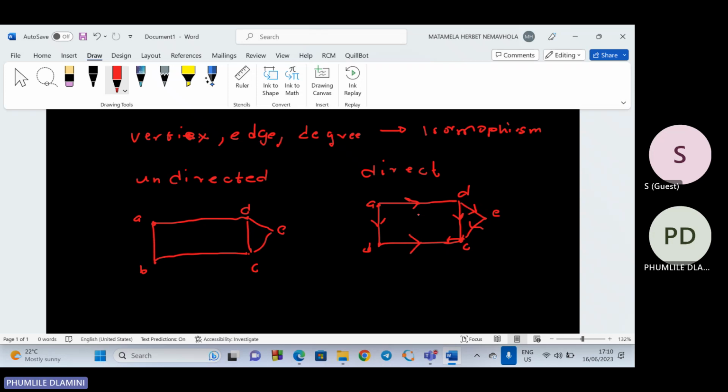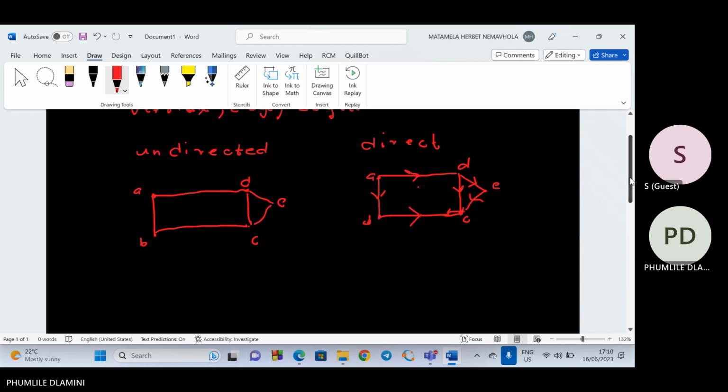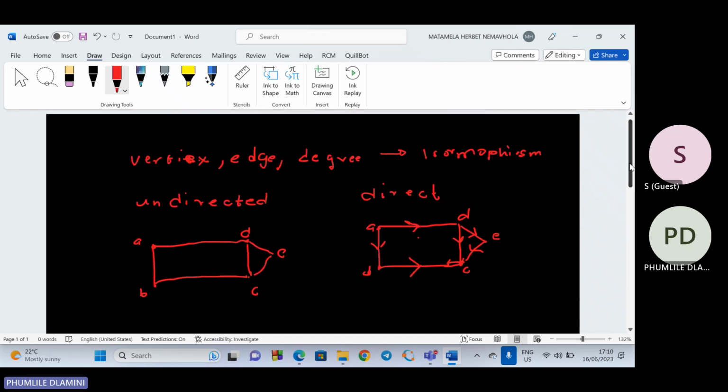Let me just have 1 minute. I just want to see if I can change it to see it on a big screen. Okay, it's fine as long as you can see properly.